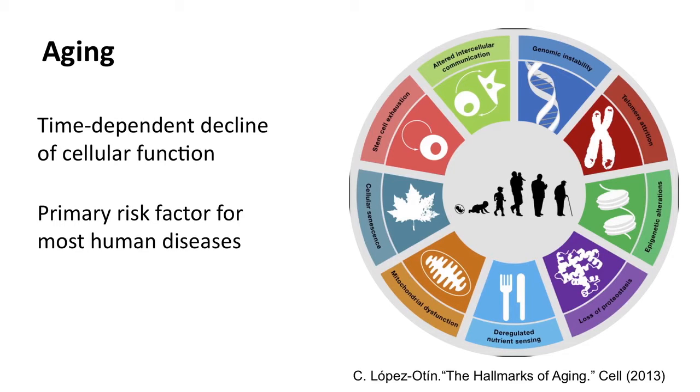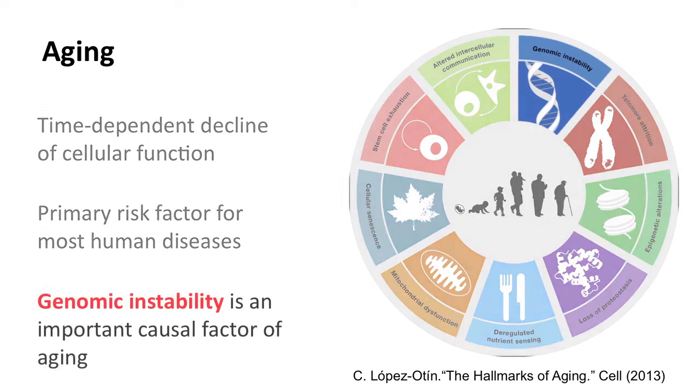It should be realized, however, that not all parts of this circle, so not all 9 hallmarks, have equal weight. So actually it's genomic instability which is by far the most important contributor to aging. Well, all the other hallmarks are either consequences or responses to genomic instability.